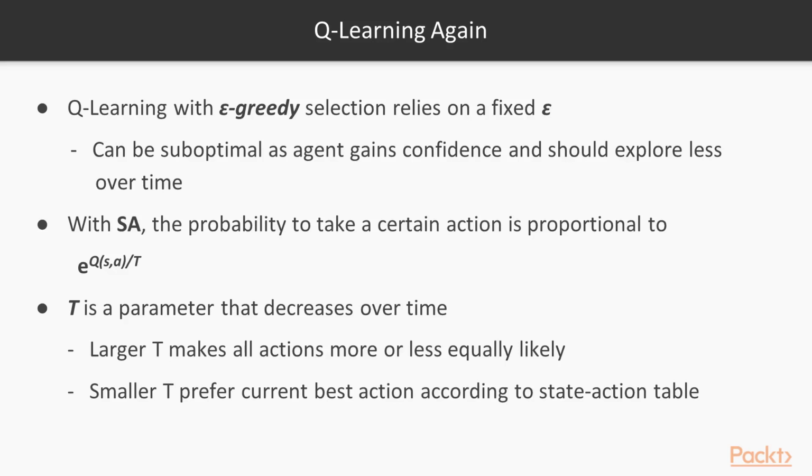In the variant with simulated annealing, the probability to take a certain action is proportional to the Boltzmann distribution, which we won't describe in detail, but it's proportional to e raised to the power Q(s,a) divided by T, where T is a parameter that decreases over time. As a result, a larger T makes all actions more or less equally likely, while smaller values of T prefer the current best action according to the state action table.